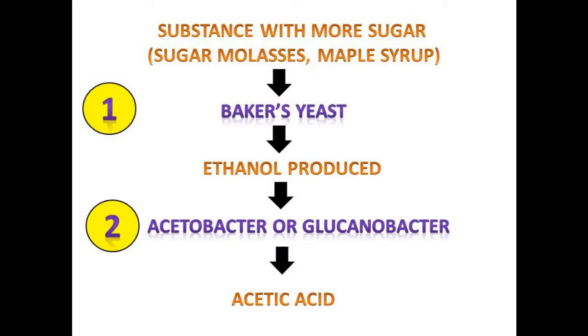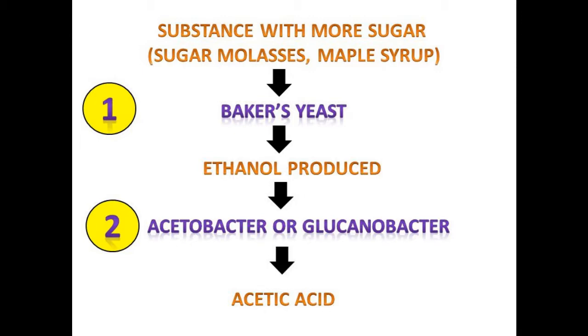Now, how is it prepared? First, we take things that have high sugar content, like sugar molasses, maple syrup. In these things, we add Saccharomyces cerevisiae, that is baker's yeast. We have seen this right now in bread production. So, what does this yeast do? It will convert the sugar into ethanol. Correct? So our first step is completed.